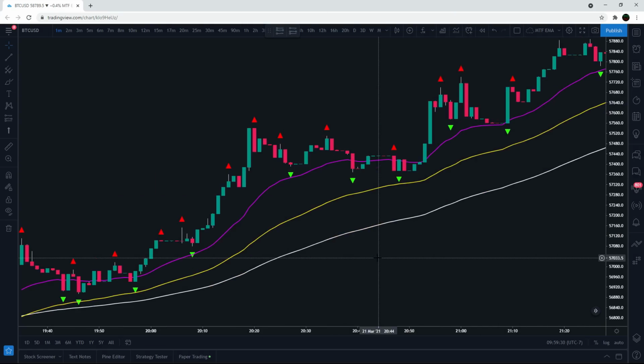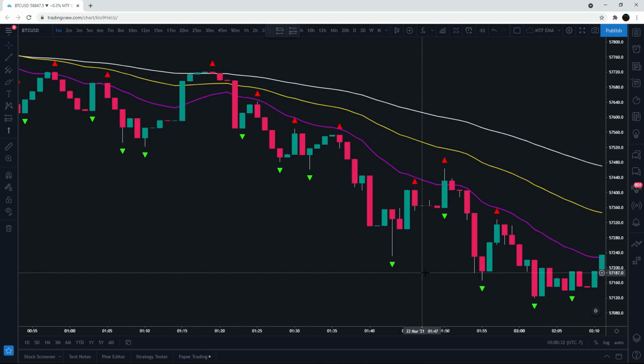The first rule with this strategy is you can only buy when the 20-period EMA is above the 50 and the 50 is also above the 100. The opposite is true for a short position. If the 20-period EMA is below the 50 and the 50 is below the 100, you can only take a short position.